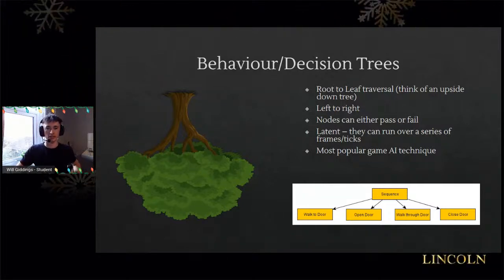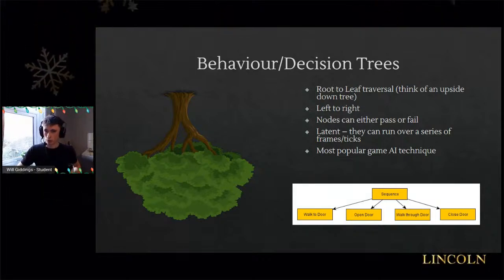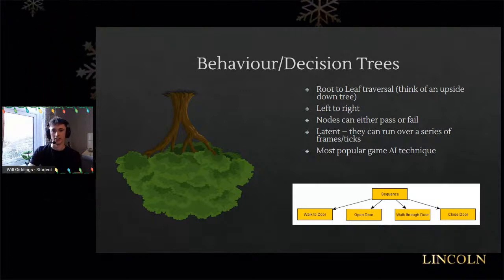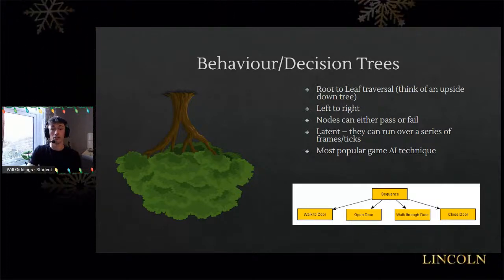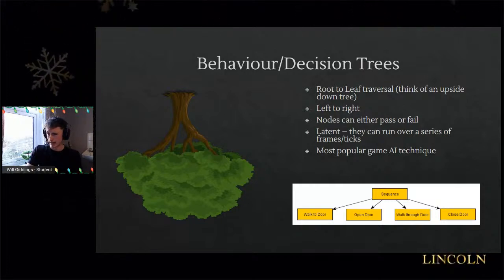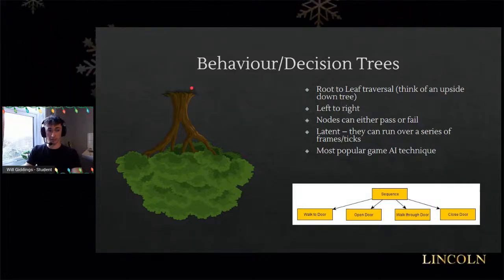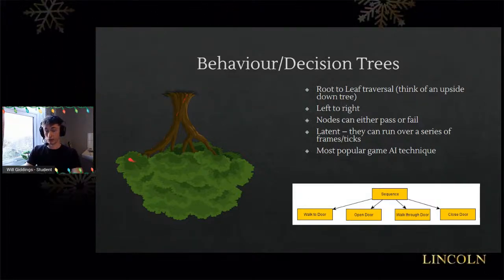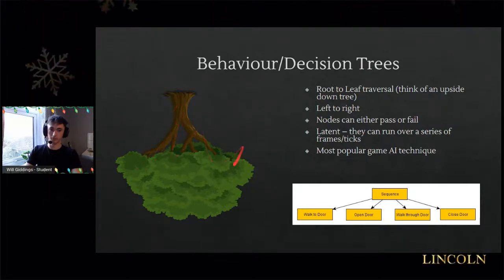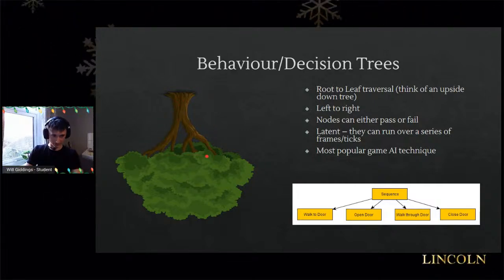Behavior trees or decision trees. This is a form of reactive decision making, and this is probably the most well-known way of doing AI in games, just because it's old, it's tried and tested, it works very well, and it's very simple to understand as well. If you think of it as an upside down tree, that's the way we traverse it. We traverse from the root down to its branches and leaves, or nodes, from left to right. So we go up, back, down, and from the top left to right, basically.